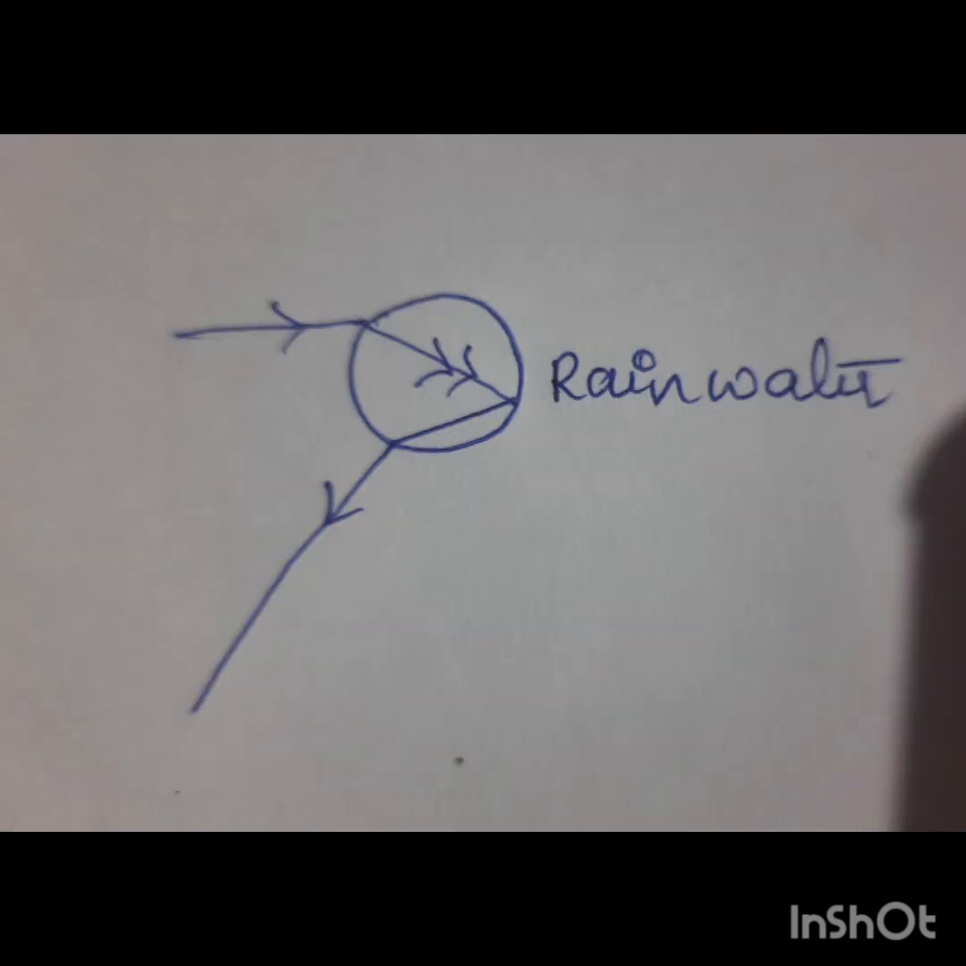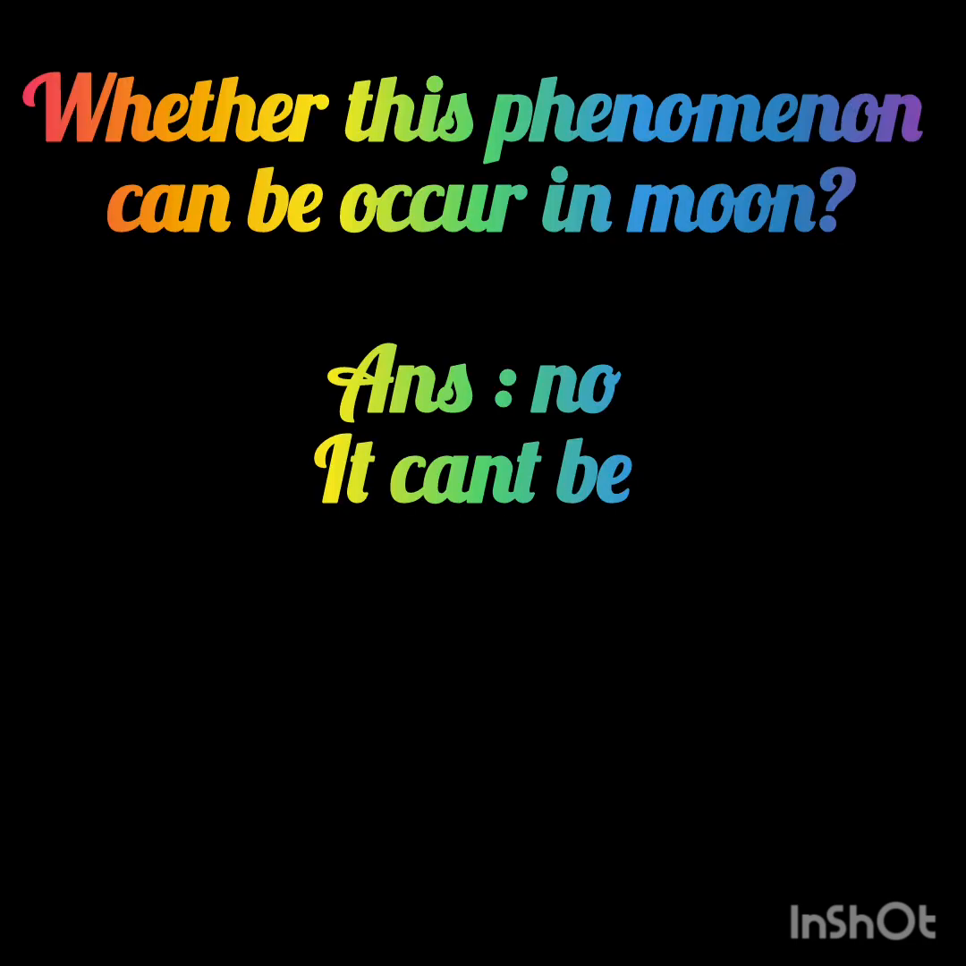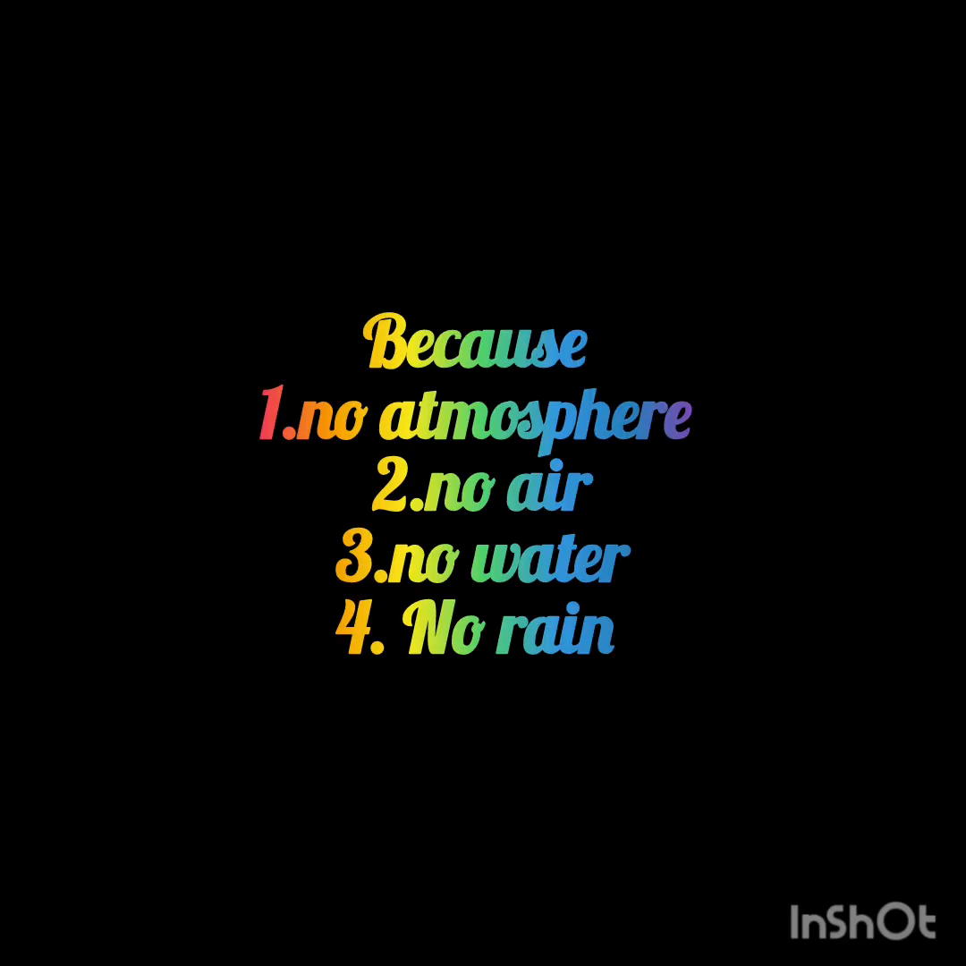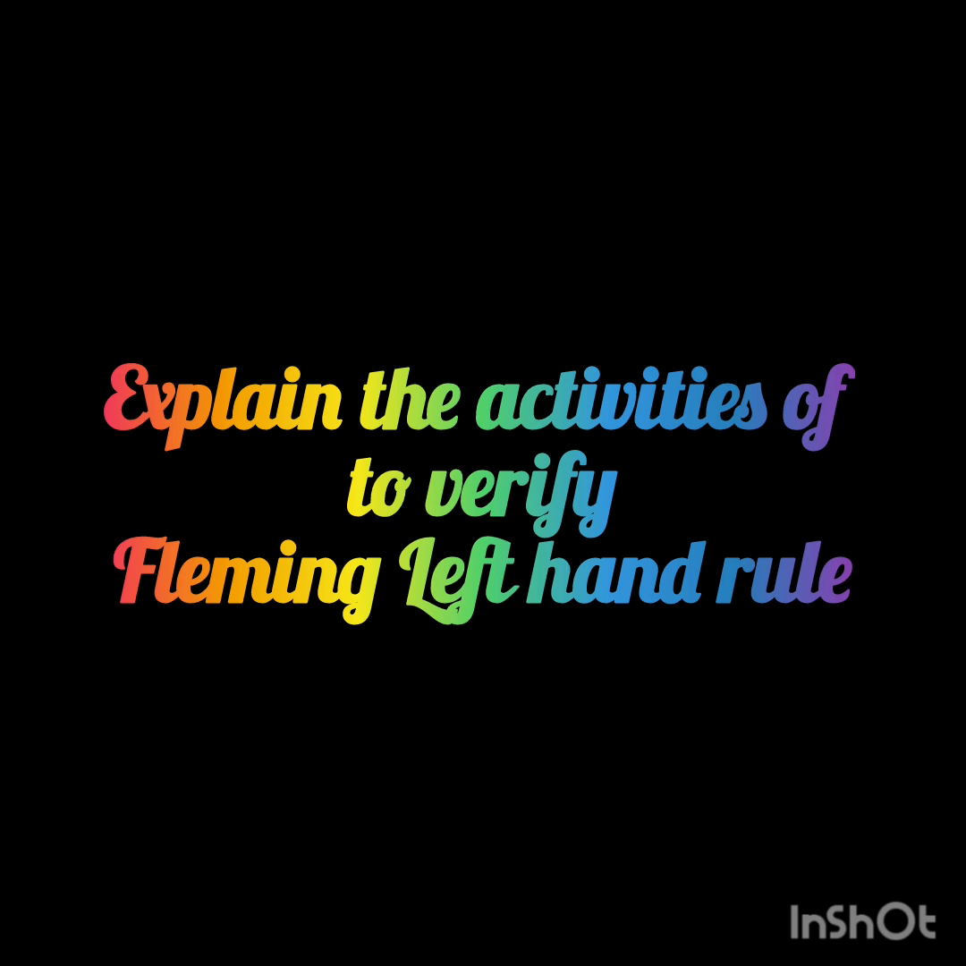Observe the figure. There is rainwater. Look at the figure and say whether this phenomenon can occur on the moon. No, it cannot. Why? Because there is no atmosphere, no air, no water, no rain, so there is no refraction.